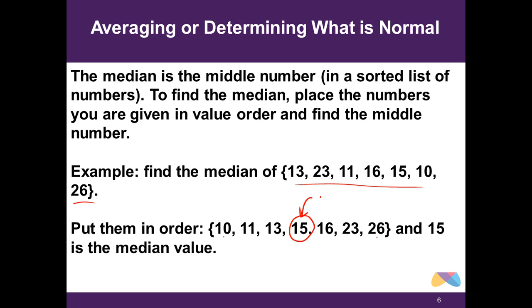What if we turned around though, and we did not have an odd number, if we had a 32 here, and so now 15 and 16 are our middle values because we have an even number. What you would do then is add them up, divide by 2, so the median then for this list is 15.5.